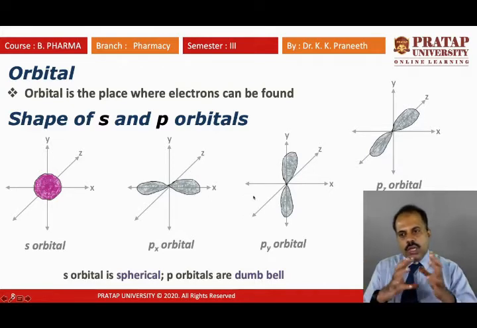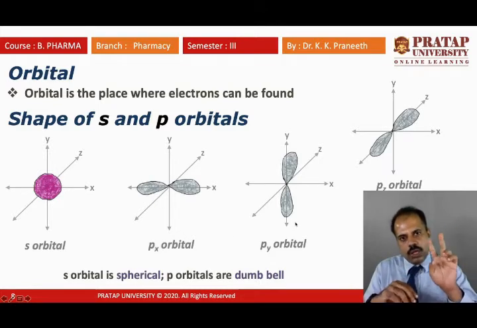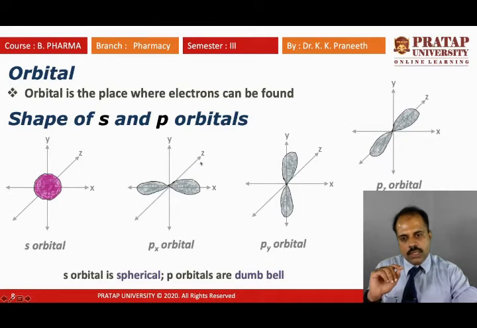So we now know what an orbital is and what the shape of the orbitals is. How many electrons are present in each p orbital? Each orbital, the px orbital, carries 2 electrons. Because there are 3 p orbitals, each taking 2 electrons, the total is 6. So we can accommodate 6 electrons in the p orbitals.